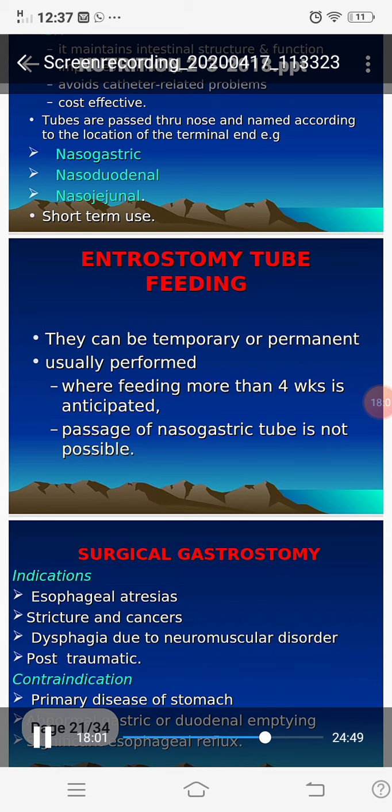Surgical gastrostomy, the indications of surgical gastrostomy are esophageal atresia, stricture and cancers, dysphagia due to neuromuscular disorder, post-traumatic. Contraindications are primary disease of the stomach, abnormal gastric or duodenal emptying, and significant esophageal reflux.